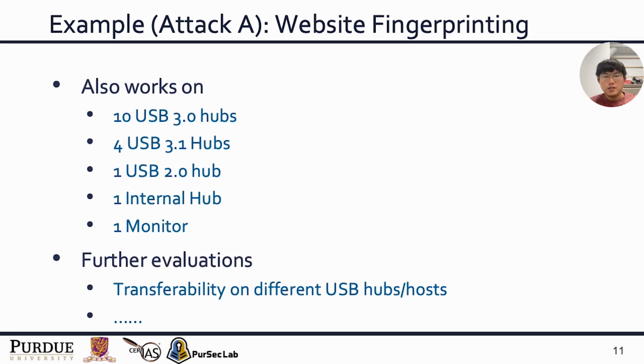After the one-hub evaluation, we also confirm Attack A works on 10 USB 3.0 hubs, 4 USB 3.1 hubs, 1 USB 2.0 hub, 1 internal hub, and 1 monitor with USB hub functionality. The internal hub is typically soldered onto the motherboard and is connected directly to the USB controller. Other evaluations and results can be found in our paper.